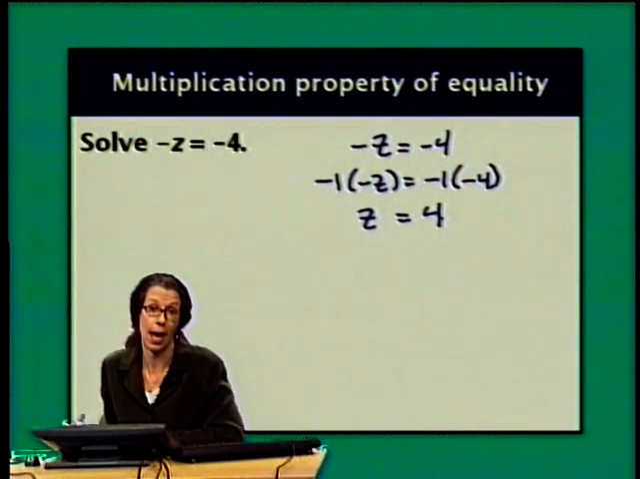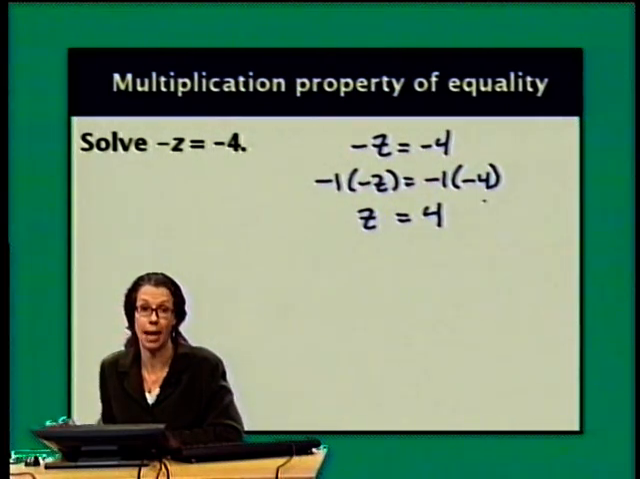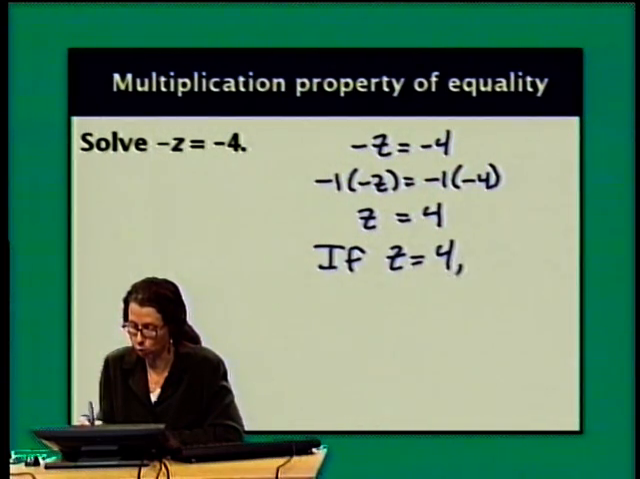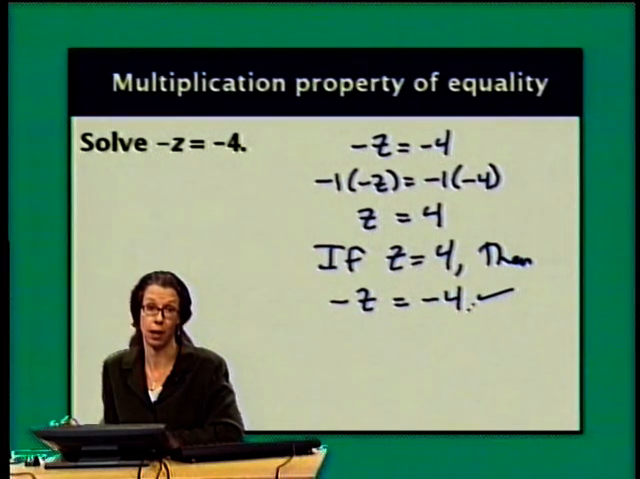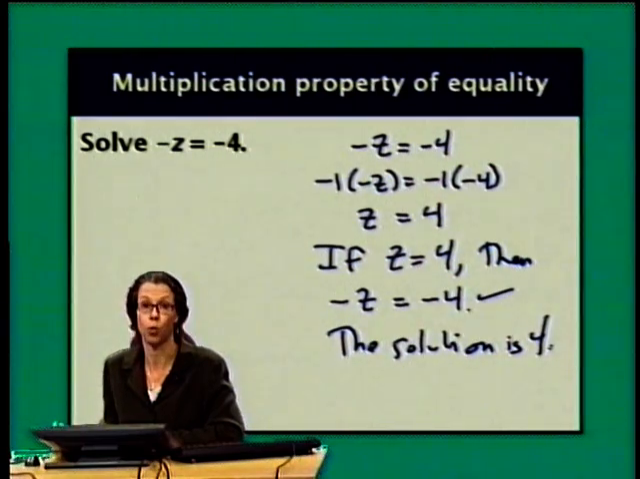Now notice what happened. When I multiplied both sides by -1, I had a negative on both sides of the equation. Now I don't. So checking, if z equals 4, my proposed solution is 4, then the opposite of z equals the opposite of 4, and that was pretty obvious. So the solution is 4.